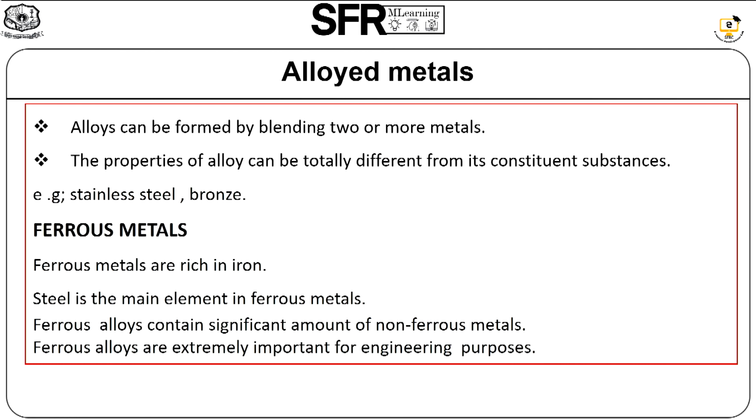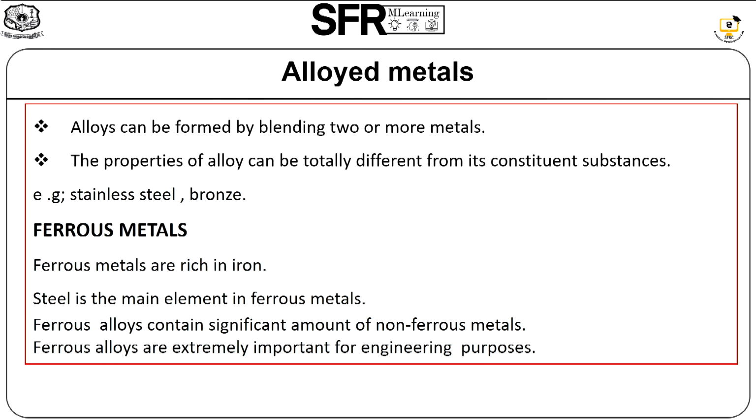Next one, alloyed metals. Alloys can be formed by blending 2 or more metals, or at least one being a metal. The properties of an alloy can be totally different from its constituents, for example stainless steel.